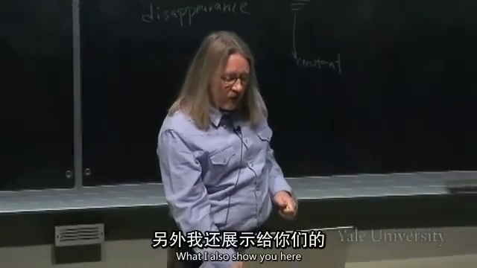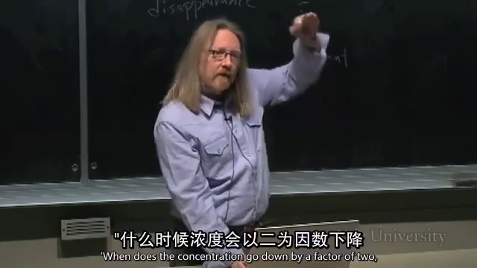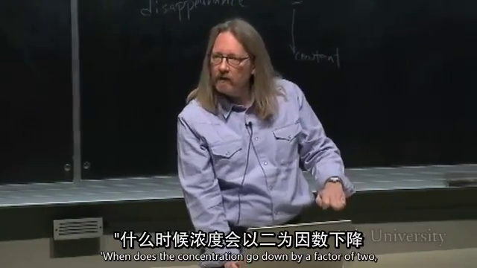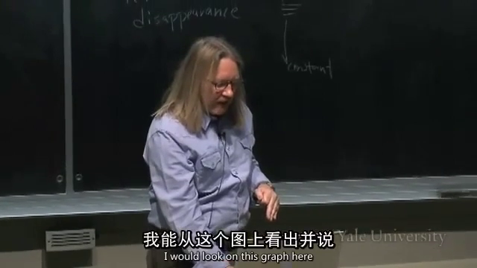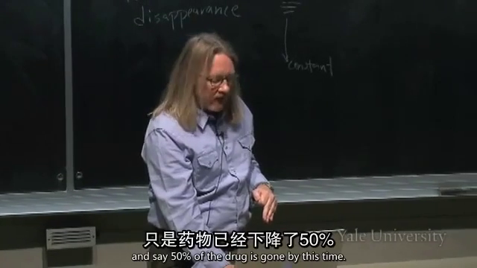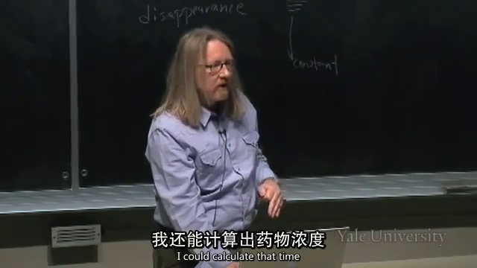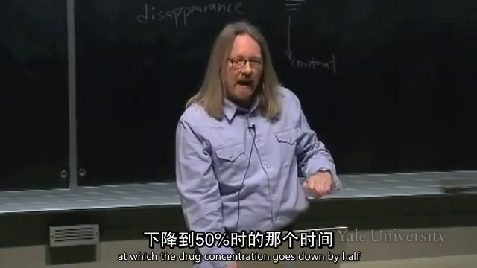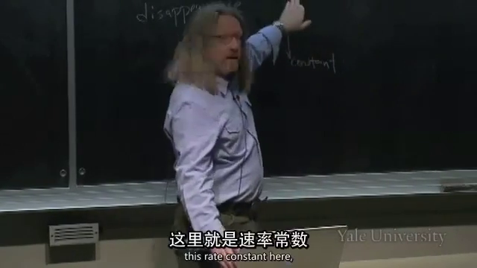And what I also show you here is that if I plugged into this equation, I asked the question, when does the concentration go down by a factor of 2? When does it go down by 50%? I would look on this graph here and say 50% of the drug is gone by this time. I could calculate that time at which the drug concentration goes down by half, and that's equal to the natural log of 2 over k, this rate constant here.